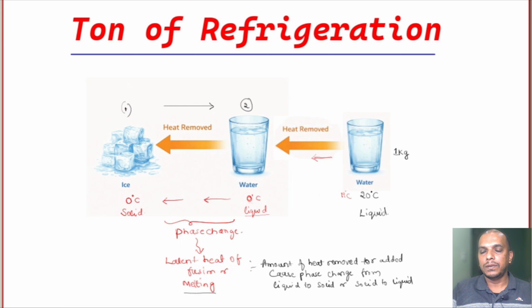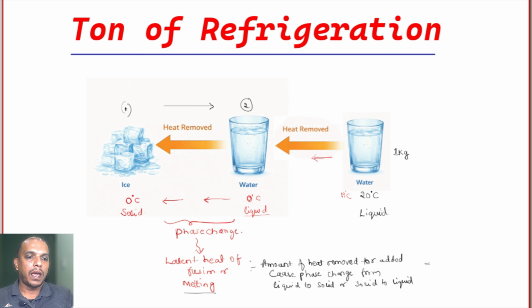And this value is a measured value. For every kg, the amount of heat to be removed from the water is close to 335 kilojoule per kg. This is what we call the latent heat of fusion or latent heat of melting.